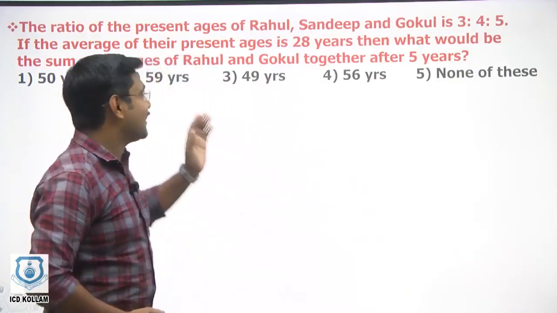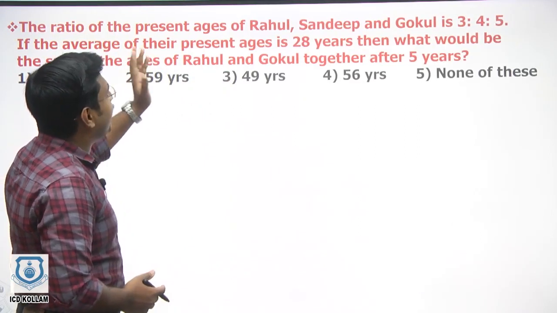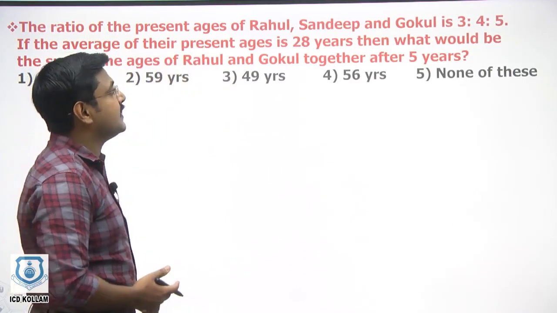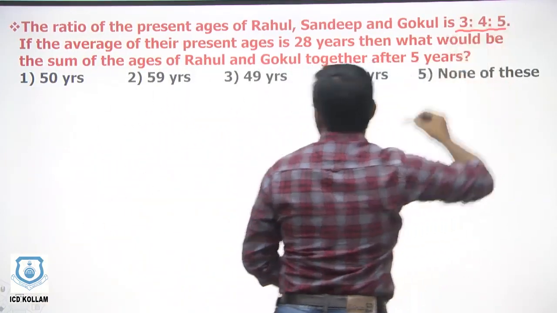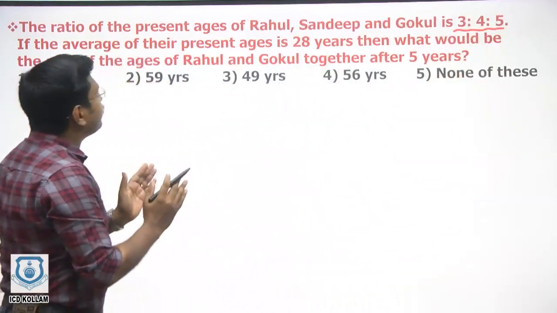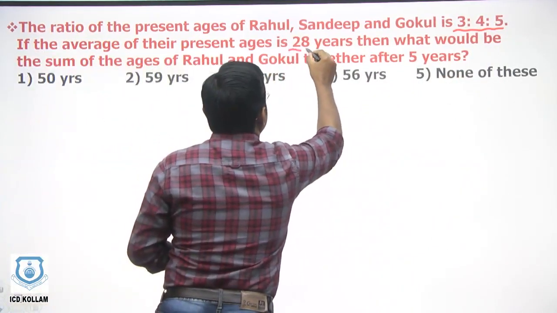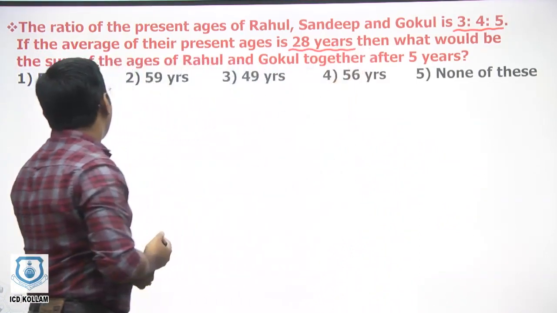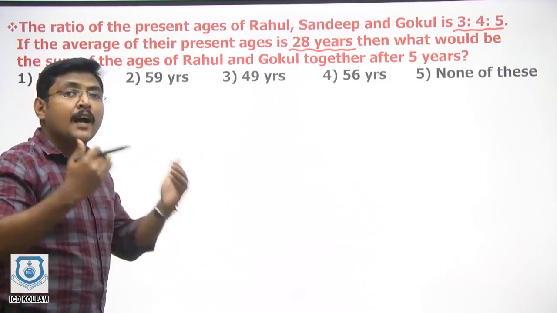First question from the topic ages. The ratio of the present ages of Rahul, Sandeep and Gokul is 3:4:5. So the present age ratio is given as 3:4:5. If the average of their present ages is 28 years, so the actual value is given as 28 years, then what would be the sum of the ages of Rahul and Gokul together after 5 years?